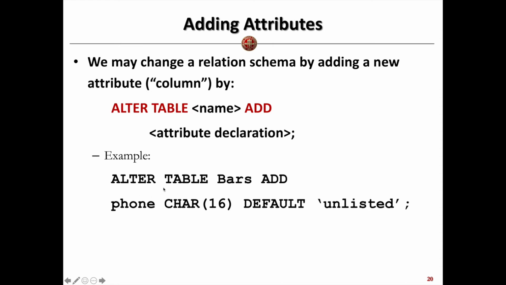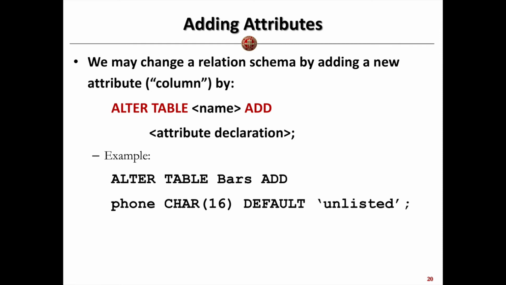Once this code is run, we will have one extra column in the Bars table, right? This corresponds to the phone number attribute of the bars. For the existing data which doesn't have a phone number, we also provide a default value, 'unlisted', into the entries for the data tables. So this is how to update the tables by adding some extra attributes.